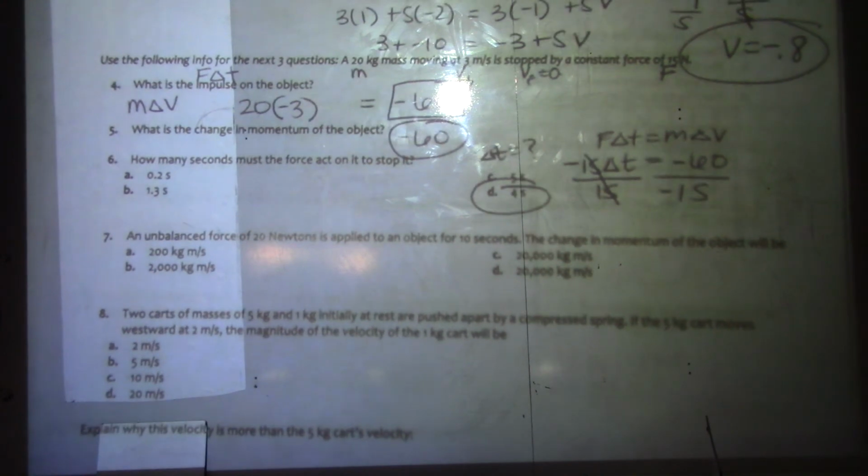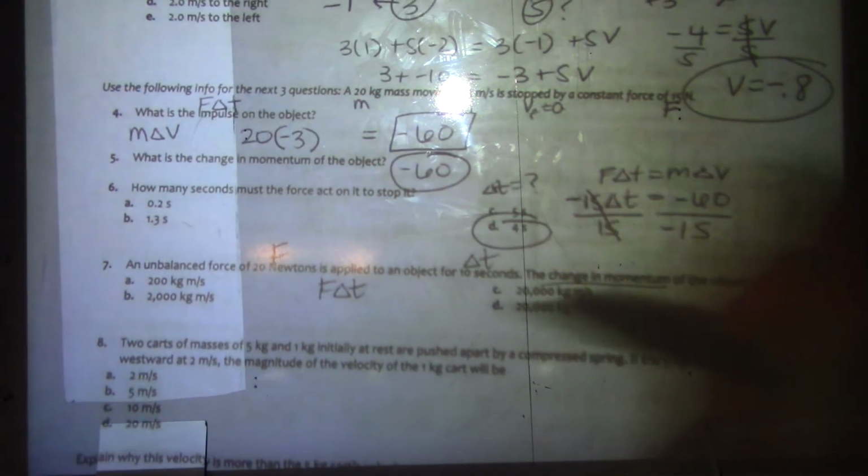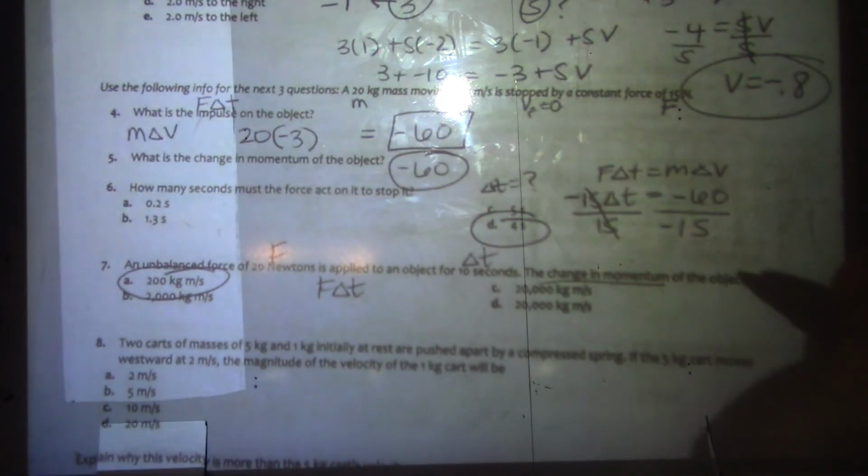Unbalanced force of 20 newtons is applied for 10 seconds. What is the change in momentum? So 20 times 10, that would give me 200, right? Because the impulse is F delta T, which is also change in momentum. Obviously, M delta V isn't going to work here, so we can use the other side. So 20 times 10 is 200.